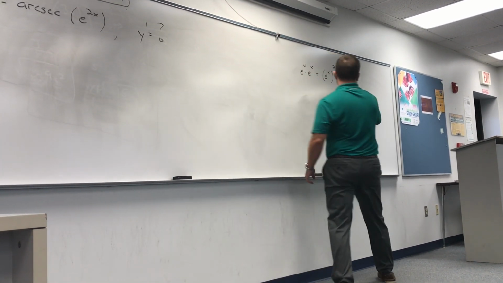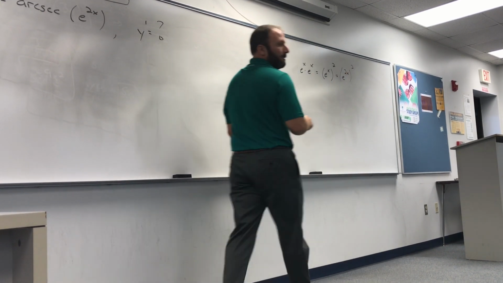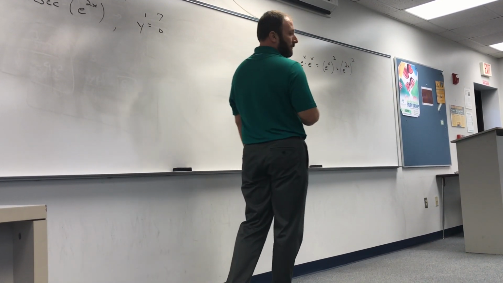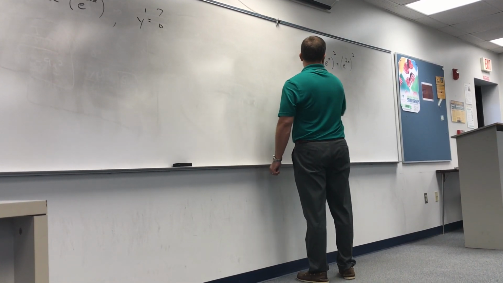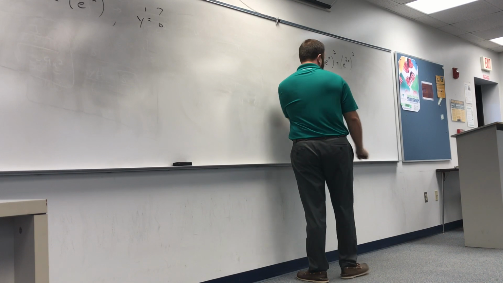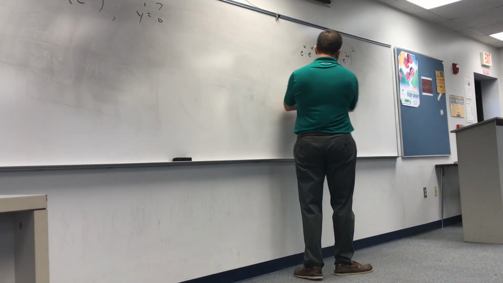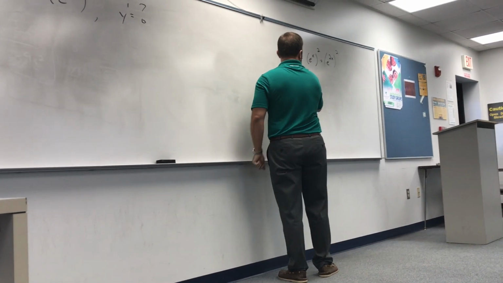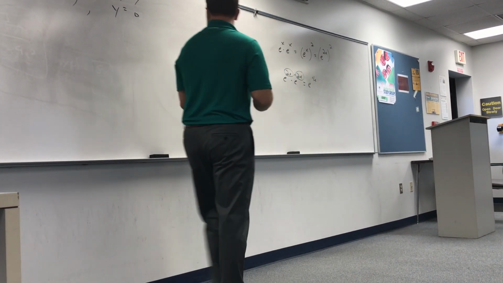Power to a power we multiply. If we got e to the 2x times e to the 2x, you've got two ways we can think about it. Power to a power we multiply and you get 4x. Or if we multiply, we add exponents. 2x plus 2x would be either way 4x.